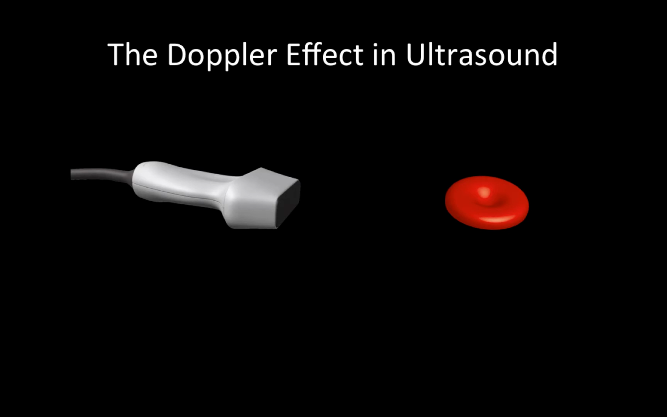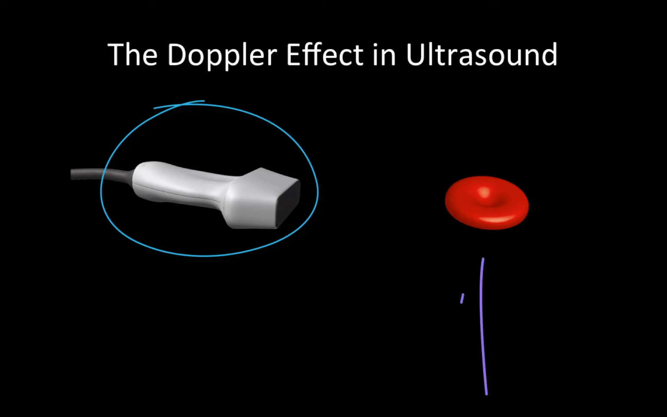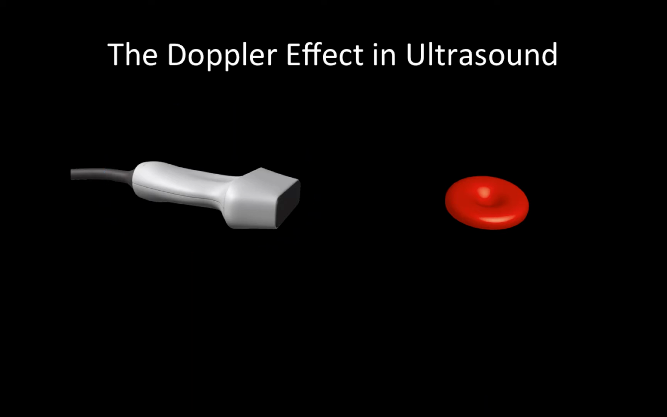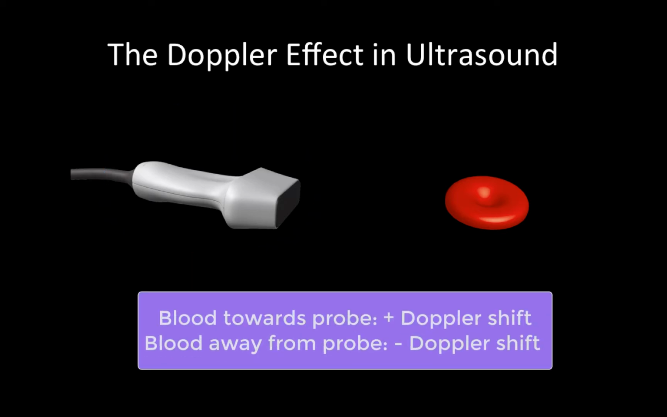Now to apply this to ultrasound, the probe is going to be both our source of sound waves and our observer, and the moving part of the equation is the reflector, which for us is almost always blood cells, but occasionally tissue. If our blood is moving towards the probe, then the reflected ultrasound waves are increased in frequency and we get a positive Doppler shift. Conversely, if blood is moving away from the probe, then the reflected ultrasound waves are decreased in frequency and we get a negative Doppler shift. Now these shifts can either be represented by a color map or by spectral tracings, as we'll see.